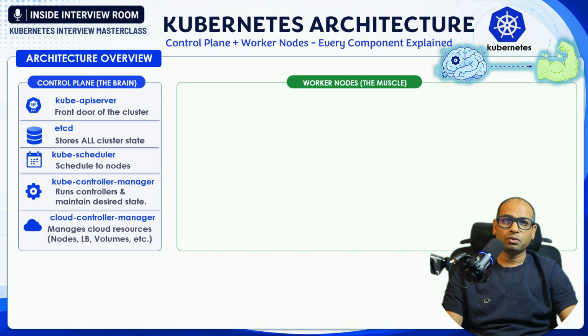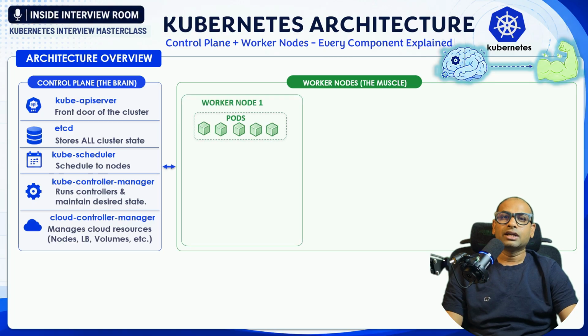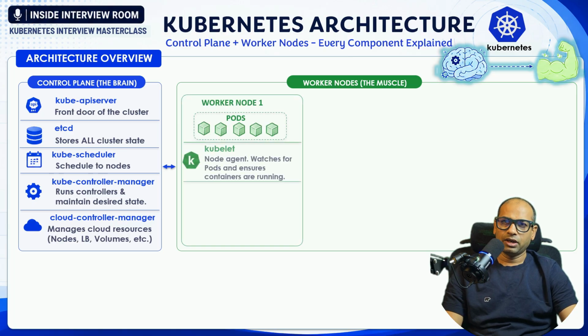Now the muscle, the worker node. Every worker node, whether you have 3 or 300 or 3000, runs the same things. Kubelet, the node agent. It watches the API server for pods that got assigned to its node, and it makes sure those containers are actually running and healthy. The kubelet is the control plane's hands on each machine.